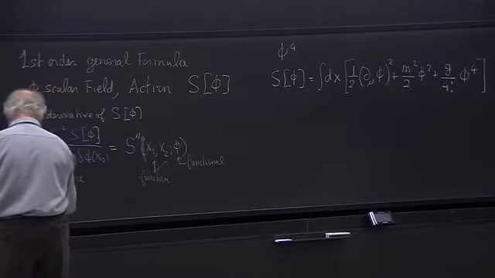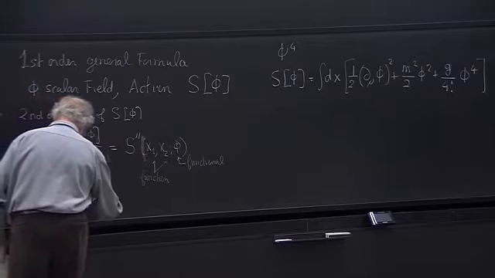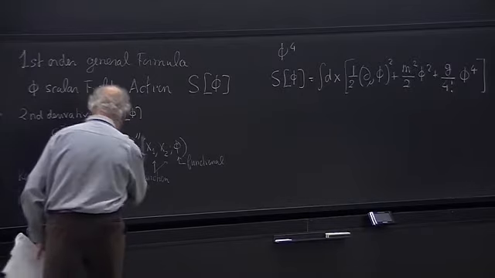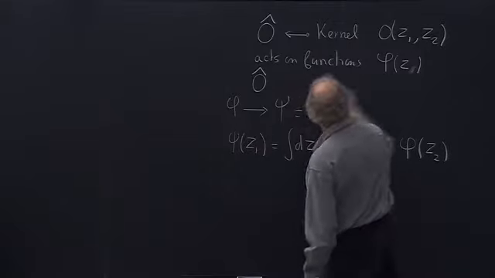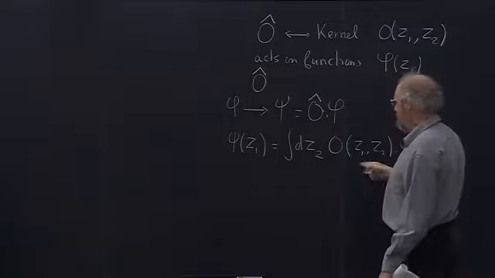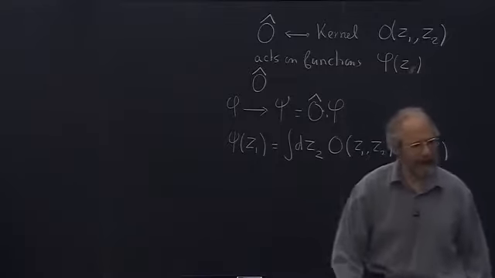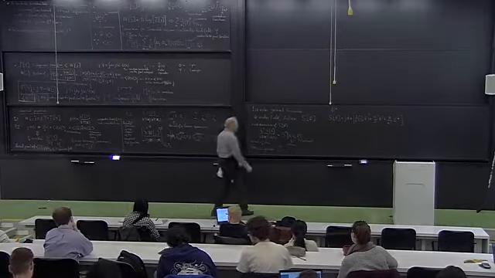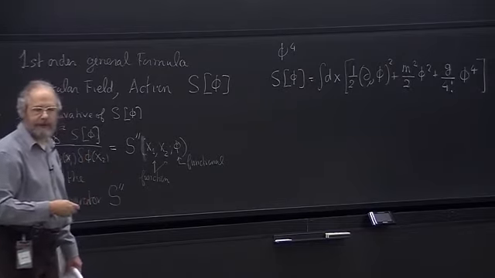This operator is called the Hessian operator, that I'm going to just denote S double prime. So in the sense of an operator, to a function phi it's associated a function psi, which is the convolution of phi with the Hessian operator. Okay? So this corresponds just to the second derivative of the classical action. It's an object which is well defined in calculus of variation.